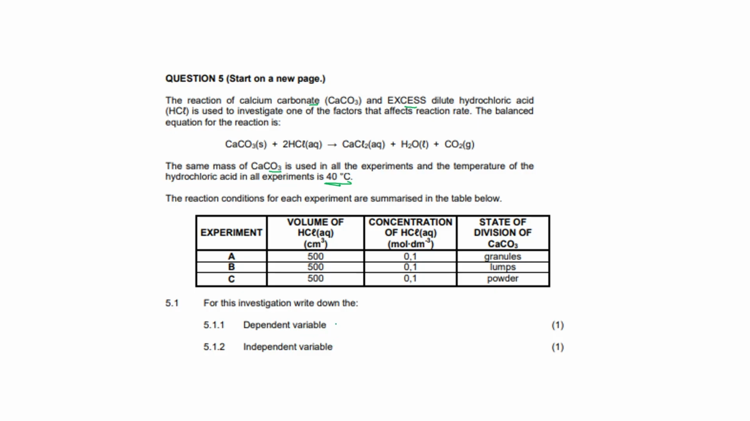For this investigation, write down the dependent variable and the independent variable. Okay, so the independent variable is the one that you change, and the dependent variable is the one that changes because of the independent variable. So the dependent variable here would be the reaction rate, and the independent variable will be the surface area or the state of division, you could call it, right here. It's the thing that we change, and then the reaction rate changes because of that.